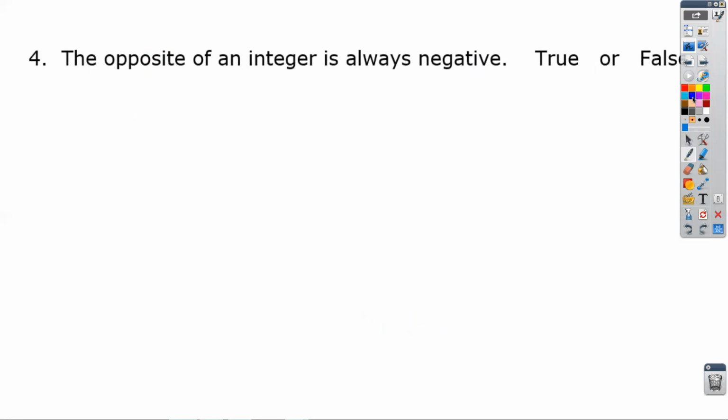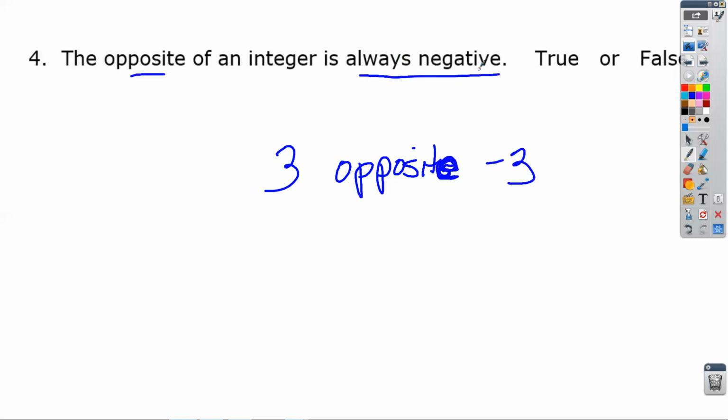And then lastly, and then the rest you're going to do by yourself. It says the opposite of an integer is always negative, true or false. So if I wrote an integer, let's go with 3. The opposite is what? Good, the opposite of 3 is -3. So it says the opposite is always negative. In this case, is my opposite negative? It sure is. So I would automatically start thinking true.